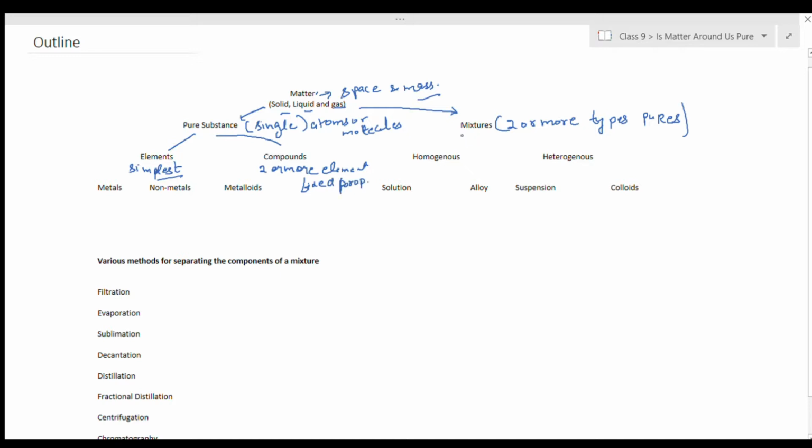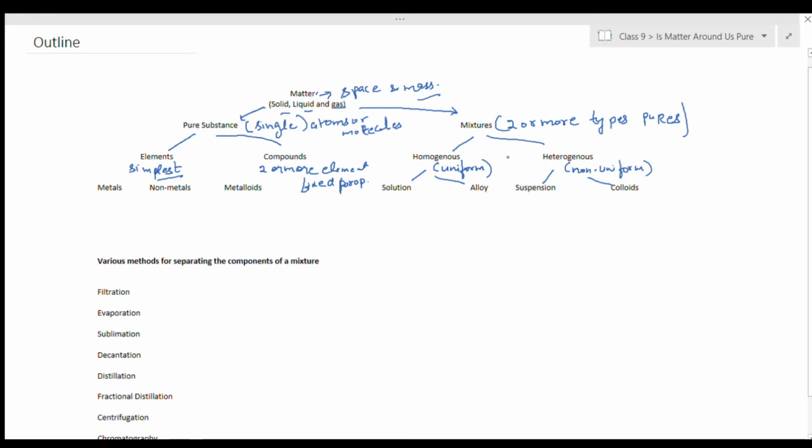Mixtures are further classified as homogeneous and heterogeneous depending upon the composition of particles present inside them. So homogeneous mixtures have a uniform composition of particles, whereas heterogeneous mixtures have a non-uniform composition of particles. Homogeneous mixtures are further classified as solutions and alloys. Heterogeneous mixtures are classified as suspensions and colloids.